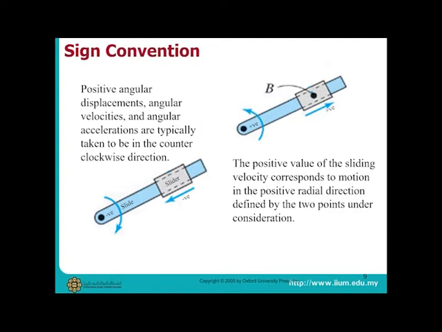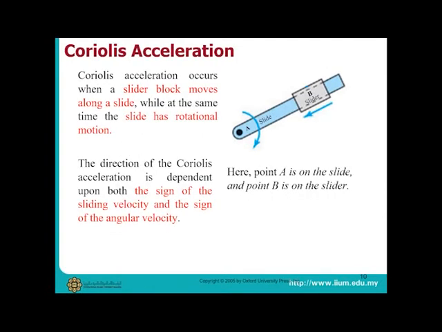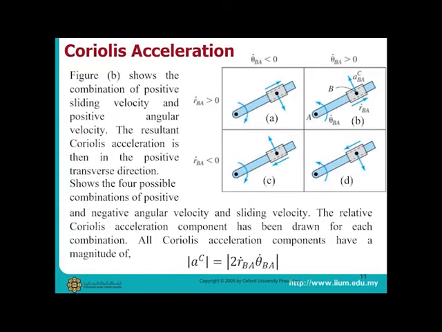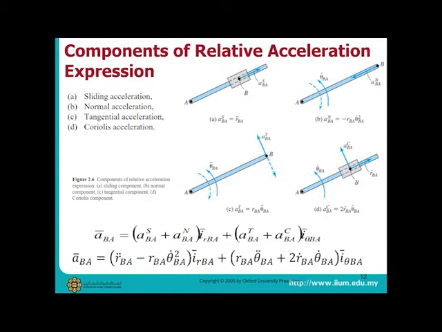Therefore, the sign for Coriolis acceleration depends on the direction of theta dot and r dot. If theta dot is anticlockwise and r dot is away from the point of reference, Coriolis acceleration is positive. If theta dot is clockwise and r dot is moving towards the point of reference, Coriolis acceleration is also positive. This slide shows a summary of the Coriolis acceleration sign convention. This slide shows a summary of all components of acceleration analysis with their directions.